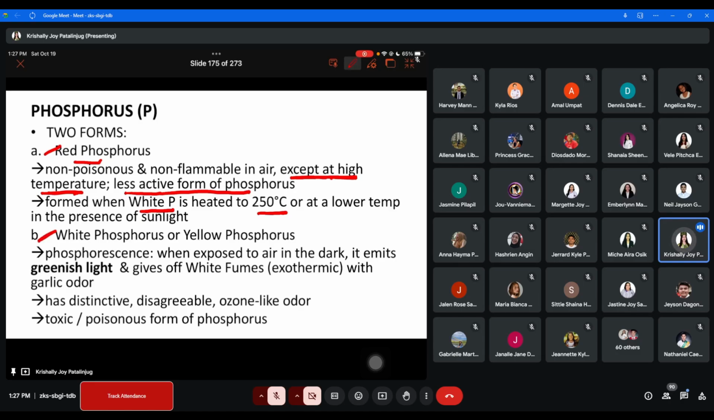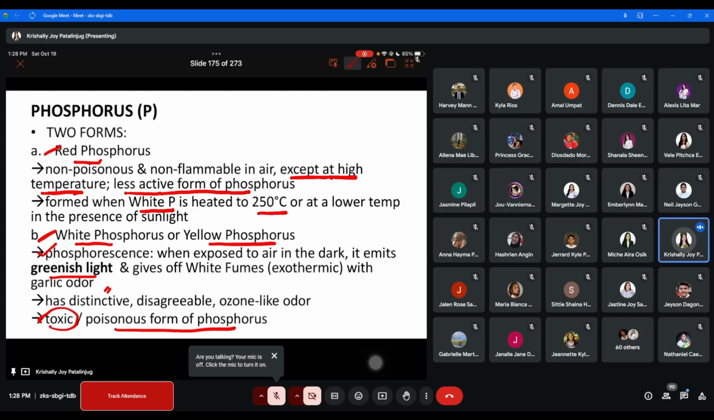White phosphorus naman siya yung toxic form, poisonous form ng phosphorus. It is also known as yellow phosphorus. Ang white and yellow phosphorus, they are just the same. Bakit tinawag siyang yellow phosphorus? Kasi whenever the white phosphorus is exposed to light over time, it will develop yellow coloration. Kaya it is also considered yellow phosphorus. So it undergoes phosphorescence. When exposed to air, it emits light, greenish light. It gives off white fumes with garlic odor.